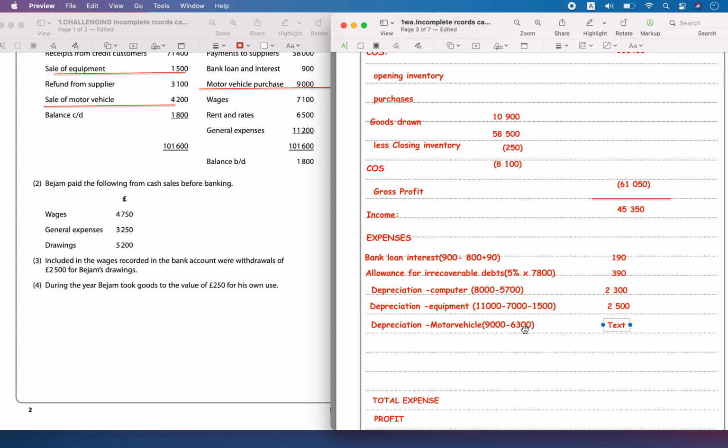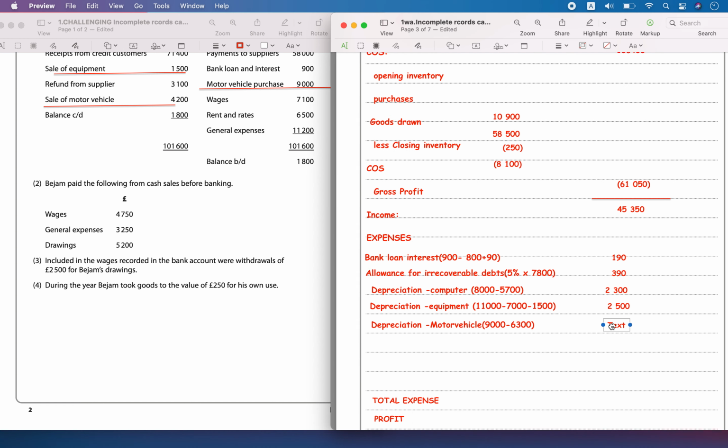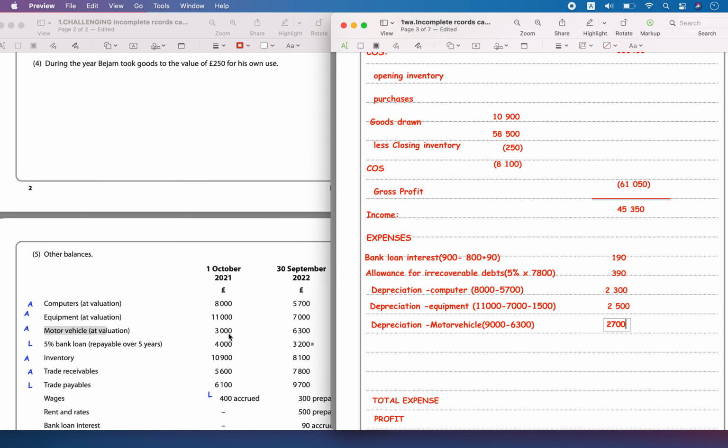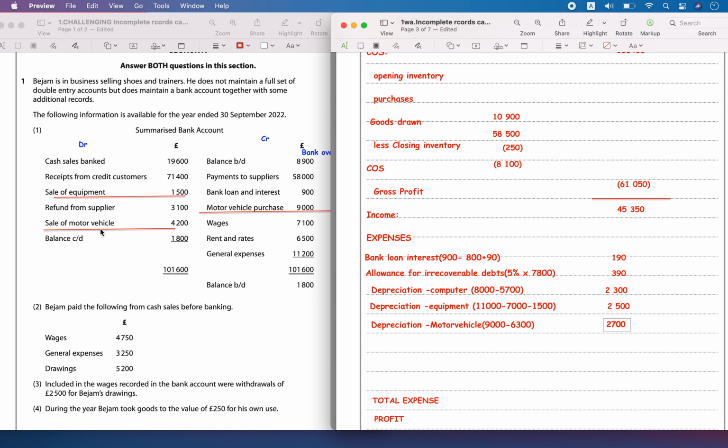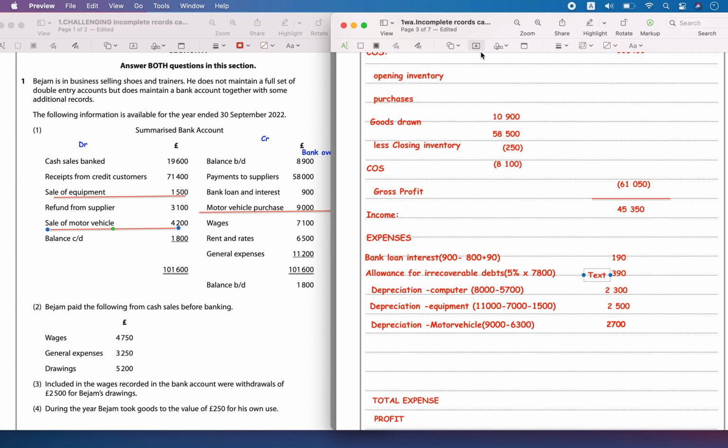Okay, the carrying value cannot go down. So we just assume this new vehicle which was bought has got depreciated to 6,300. So assuming that, 9,000 minus 6,300 is 2,700. Now what happens to the first 3,000, assuming it was sold off, because there was a sale of motor vehicle, it was sold off at 4,200. So the difference in amount is considered as profit.